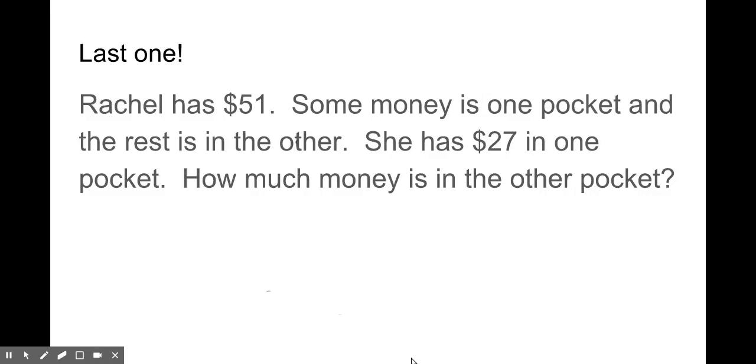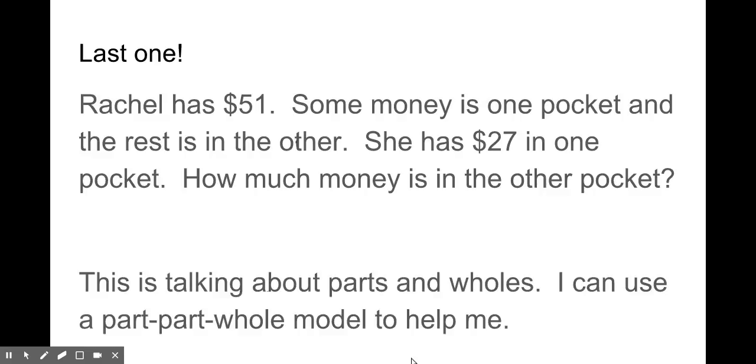So I'm going to go back and retell this story. So I know that Rachel has some money. She has $51. Lucky girl. And some of her money's in one pocket, some's in the other. So I know one pocket and I'm looking for the other pocket. So this reminds me of parts and wholes. I know how much I have all together and I know one part. So I know I can use a part-whole model to help me.